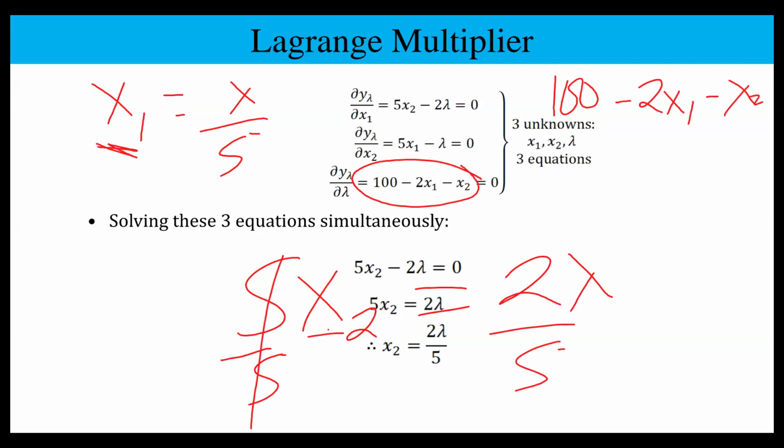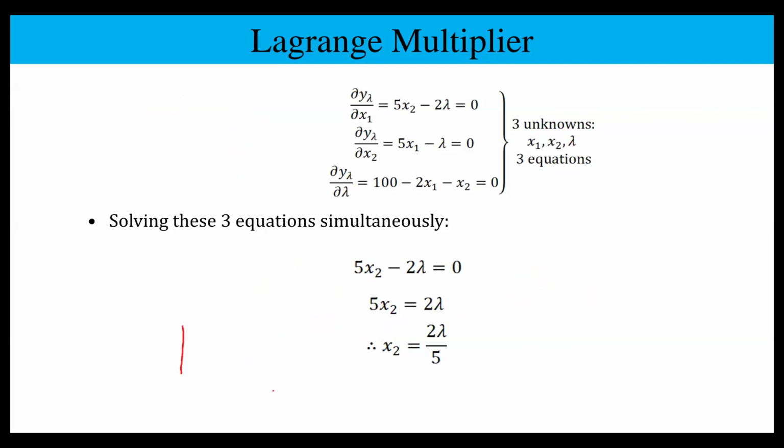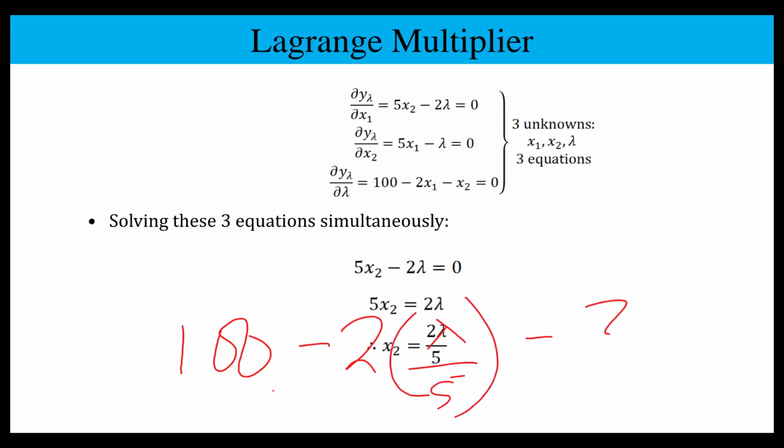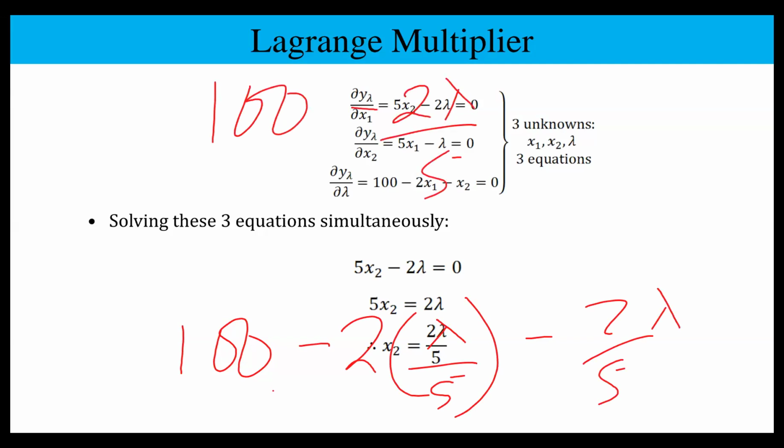How is it done? So we shall say 100 minus 2 times x1, we say this x2 is basically 2 over 5 lambda. So we shall have 100 minus 2 lambda over 5 minus 2 lambda over 5 equal to 0.